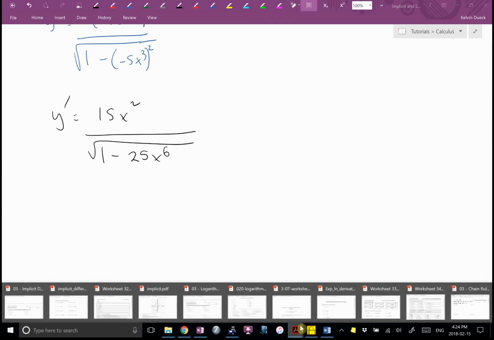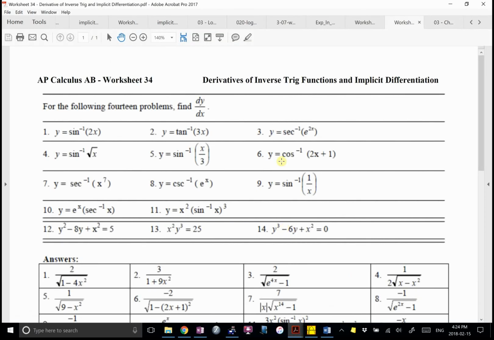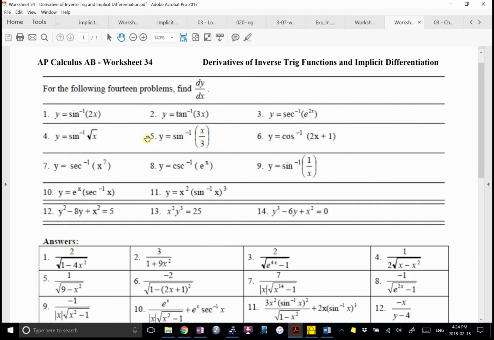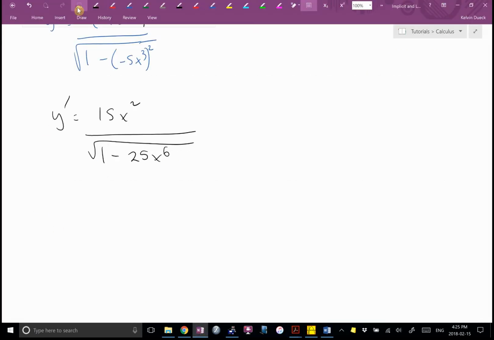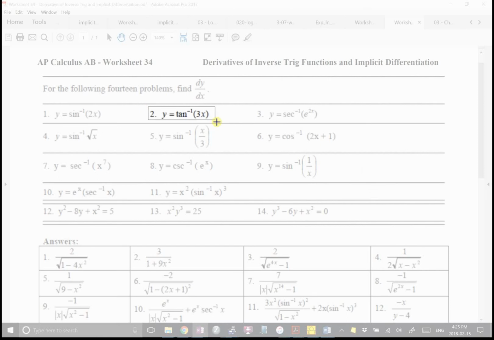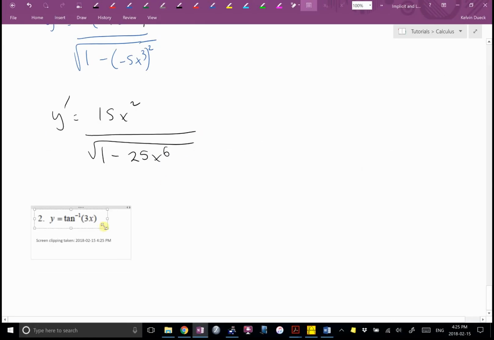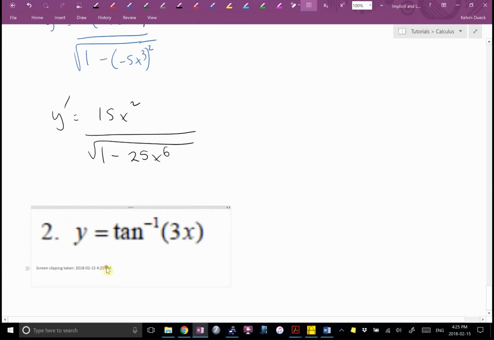Let's see if I can find another one. This one said it had derivatives of inverse trig functions and chain rules and stuff. Okay, let's avoid arccos because you guys don't have that one as a u. Let's try this one here, arctan. So here's my original function. Make it a little bit bigger. Find y prime. All right.